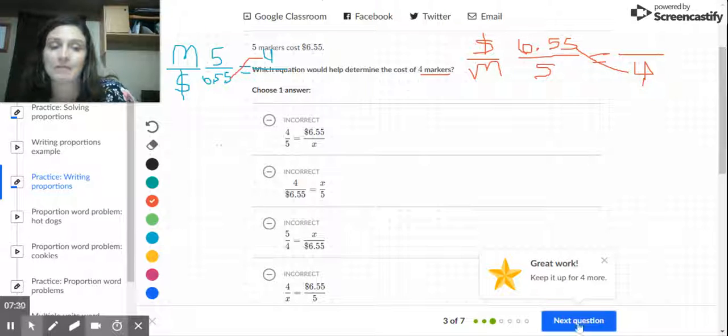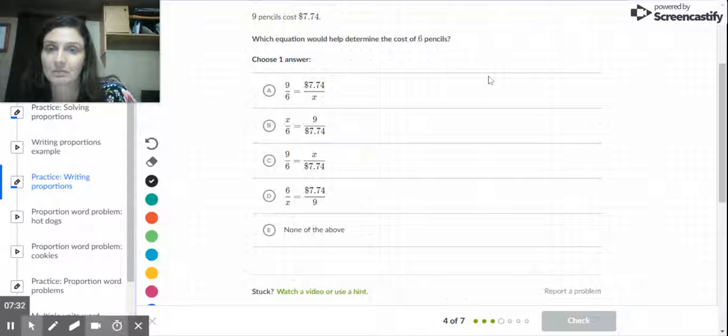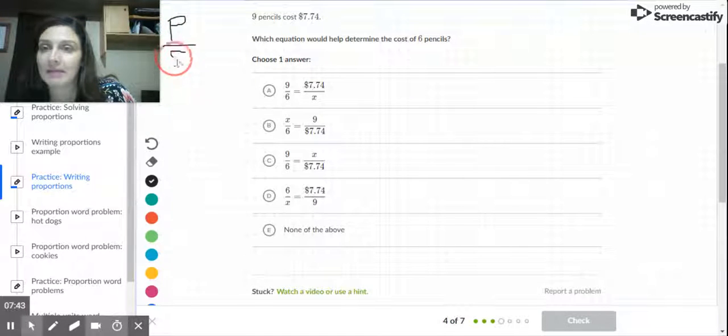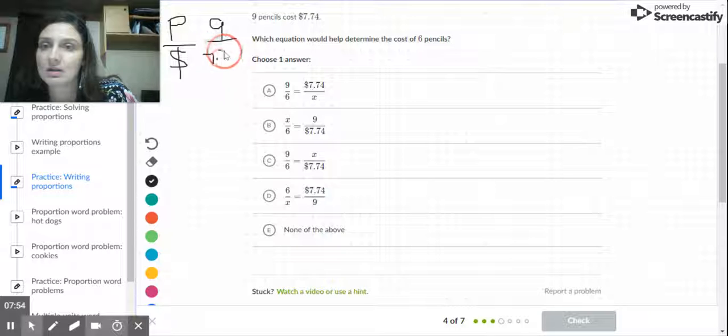Okay, let's try one more of these. All right. 9 pencils cost $7.74. So again, I'm going to set up those words, pencils over money. Okay. So if I have 9 pencils and they cost $7.74, and I know that it's going to be equal because it's a proportion. What is 6 pencils going to cost?